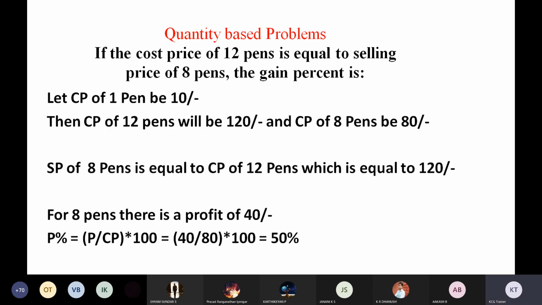because if you invest 100 rupees to buy 12 pens, but you're selling only 8 pens for that same 100 rupees, that means till now you have not made any profit, because you got your investment back. But there are 4 more pens remaining. By selling those 4 pens at any price, you can make a profit. That is the reason this is a profit percentage question.